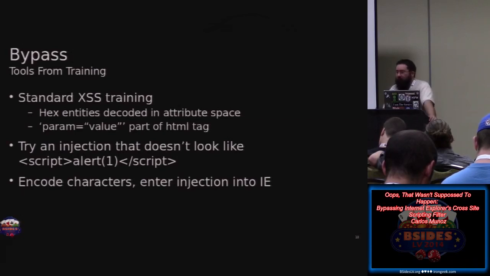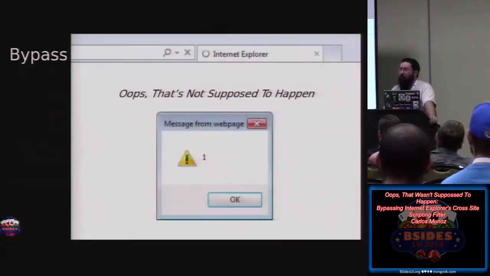So just for fun, and to see how clever I could be with an injection that did not look like script alert script, I encoded some characters that would land as hexadecimal encoded inside the iframe, and I sent that through. And I got an alert box, which is not supposed to happen.